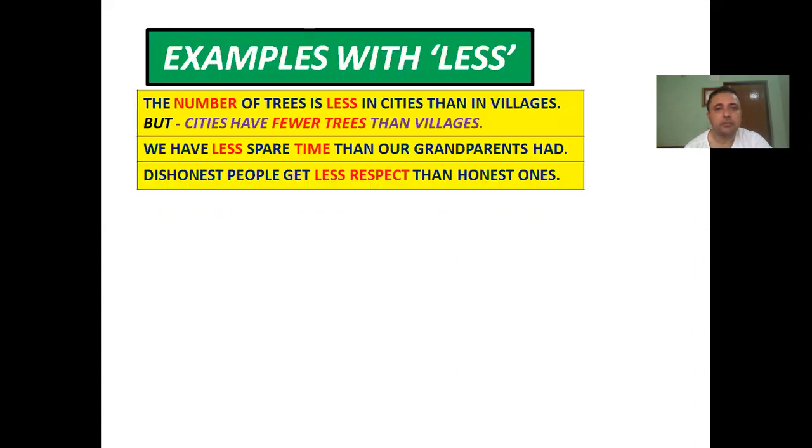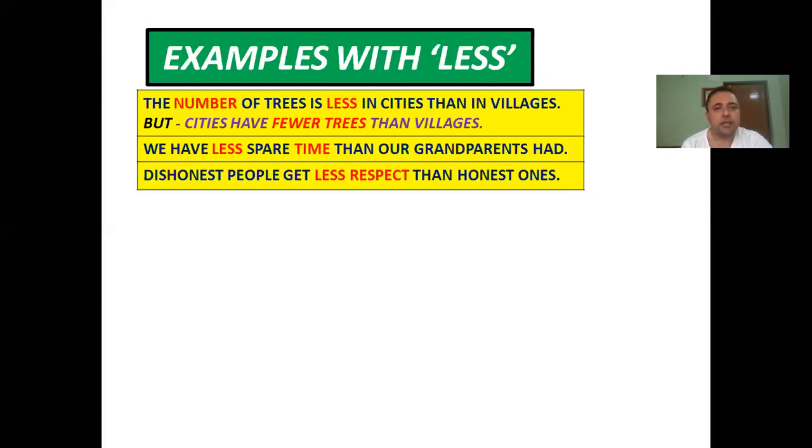Okay, so let's have a look at some examples with the word less there. The number of trees is less in cities than in villages. Now we're talking about the number, which is a collective noun. We are not talking about trees. For that we have to use less. But look at the second sentence. Cities have fewer trees than villages, because trees are countable.